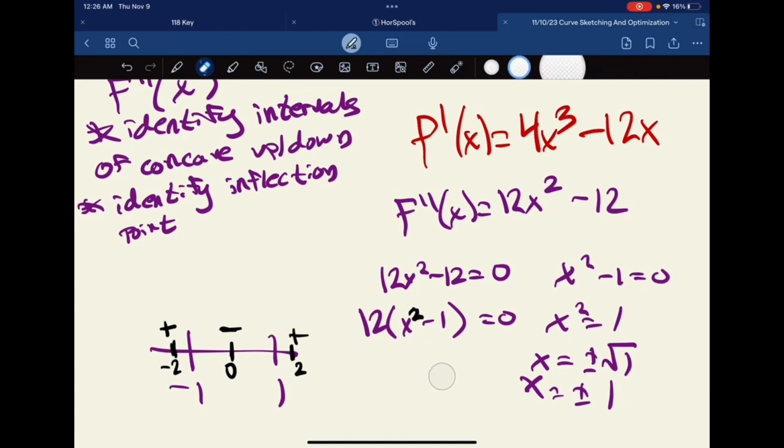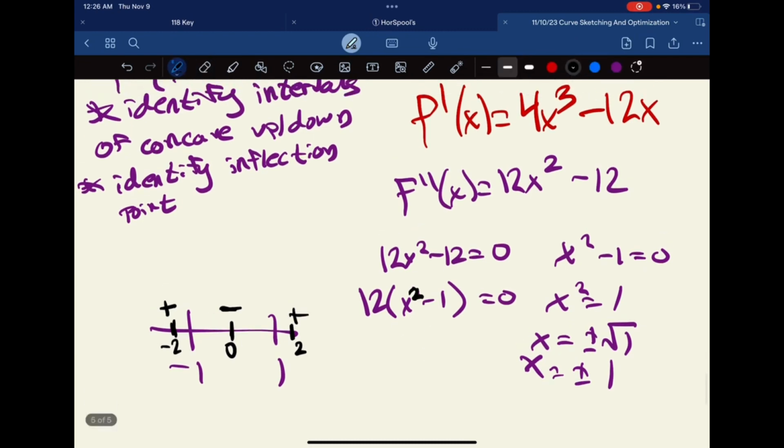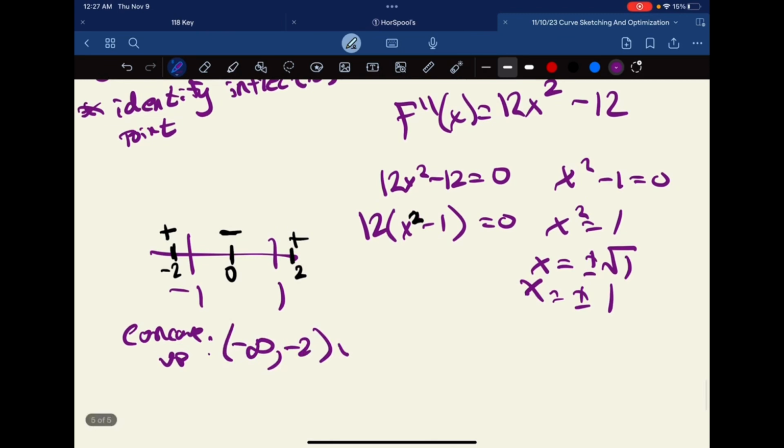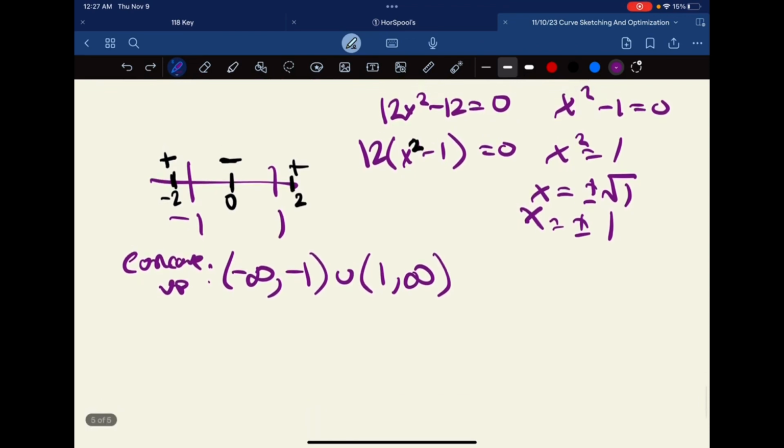So that's how we figure out our intervals of concave up and concave down. And on that note, let's write that. Remember, we are concave up when our second derivative is positive. From -infinity to -1, we are concave up because our second derivative is positive. And then from 1 to positive infinity, we are concave up because our second derivative is also positive.